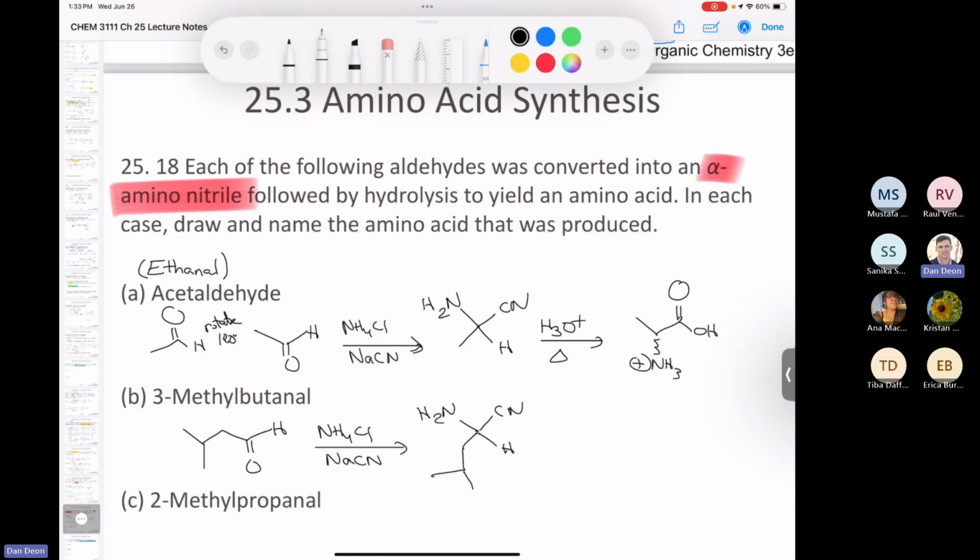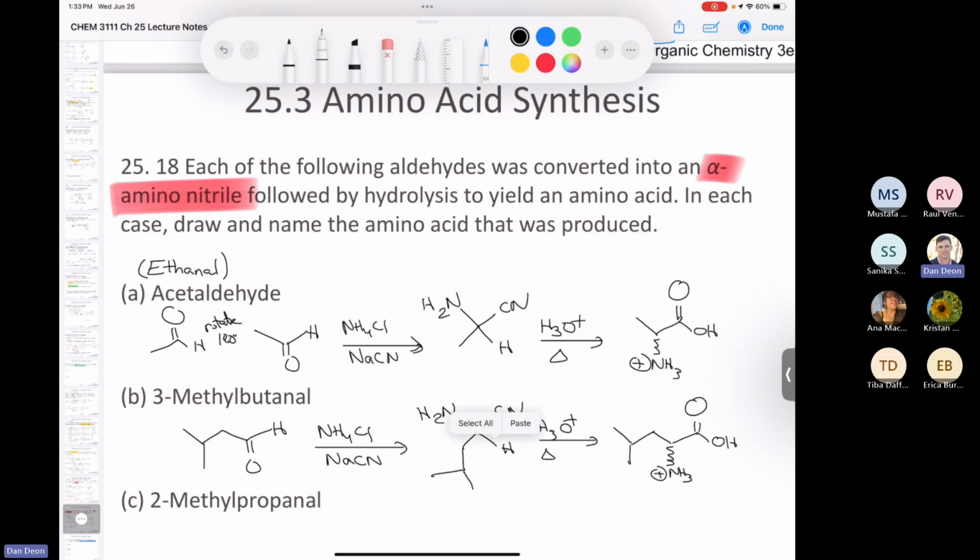And then we're going to hydrolyze that with aqueous acid. So aqueous acid, heat, cook it up, and we end up with some leucine. So it looks something like this. There we go.